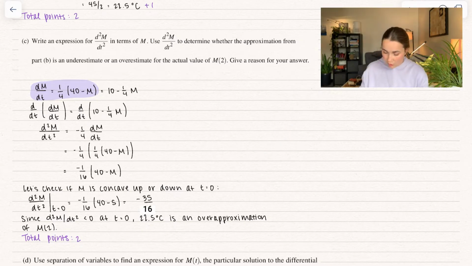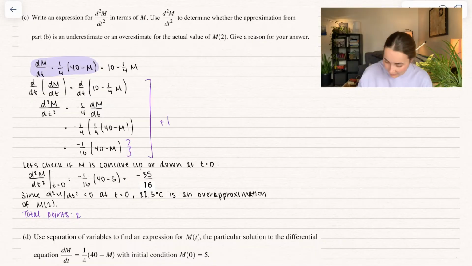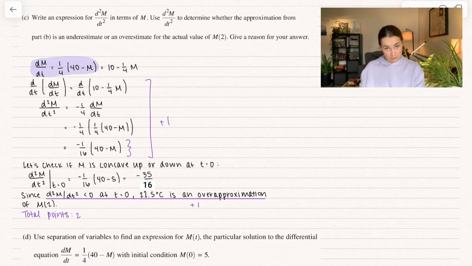So you can see this one's 2 points. You get the first point for evaluating the second derivative correctly. Again, you don't get any points if this is all you wrote. You need to show your work. And the second point is if you find that it's concave up or down, and if it's an over approximation or under approximation. So you need to have the actual answer, it's an over approximation, and you need to have the reason. We have it as concave down, or the second derivative is less than 0.